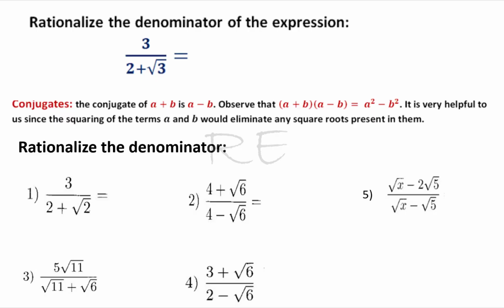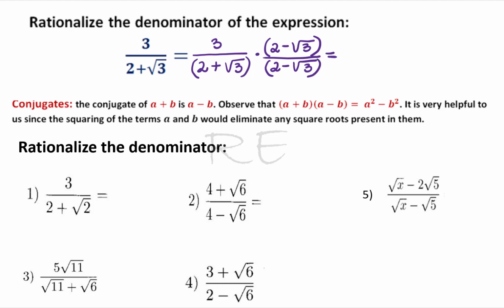To rationalize 3 over 2 plus square root of 3, we will multiply 3 over 2 plus square root of 3 by the conjugate, 2 minus square root of 3 over itself. The conjugate of 2 plus square root of 3 is 2 minus square root of 3. The top part becomes 3 times 2 minus square root of 3.